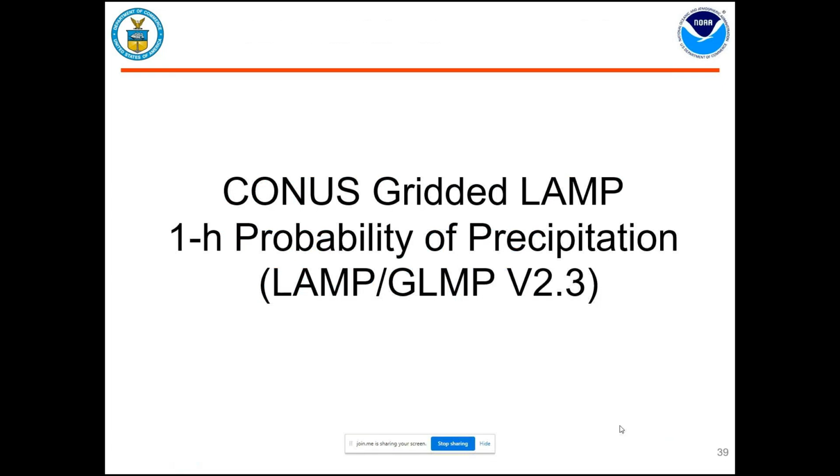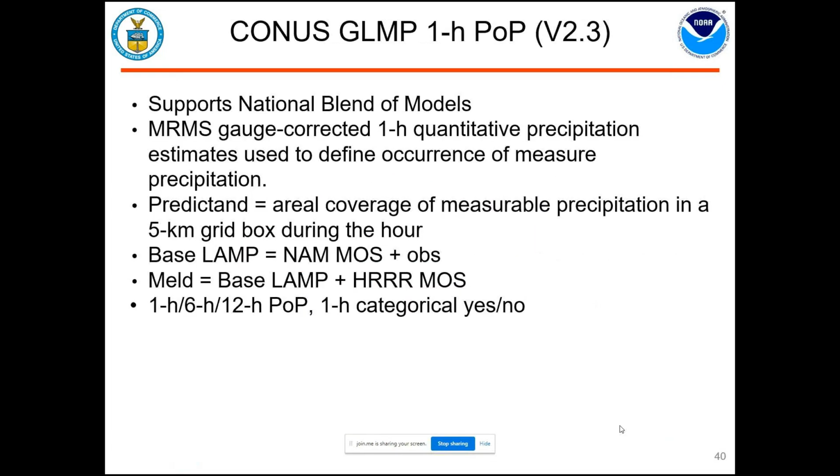All right, moving on to the gridded LAMP probability of precipitation. So this product was mostly meant to support the National Blend of Models. So for this, we use MRMS gauge-corrected 1-hour QPEs to define the occurrence of measurable precipitation.